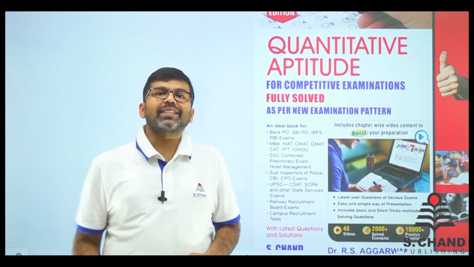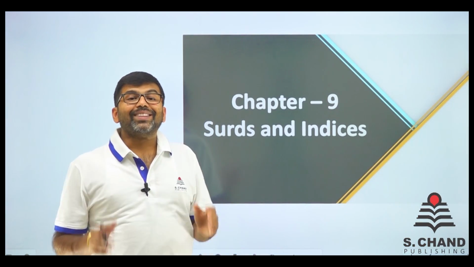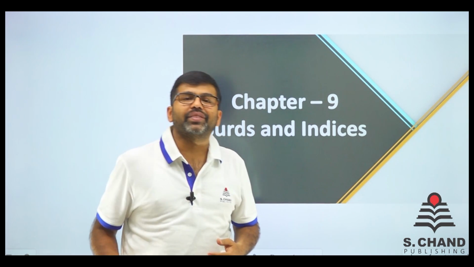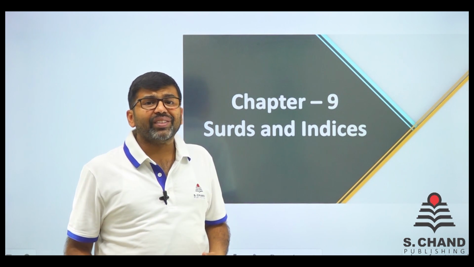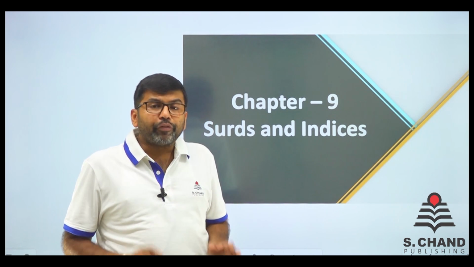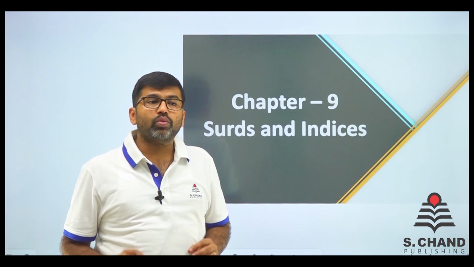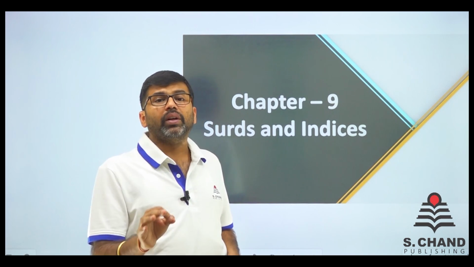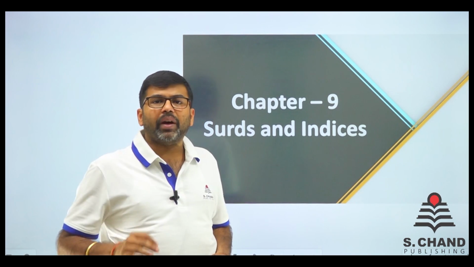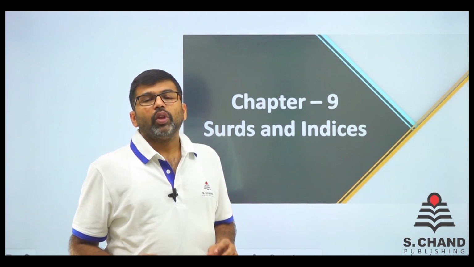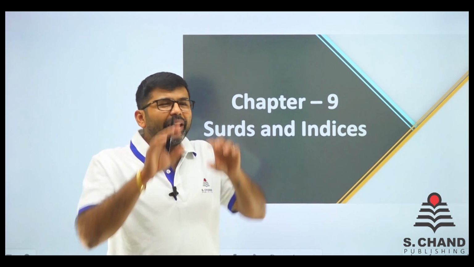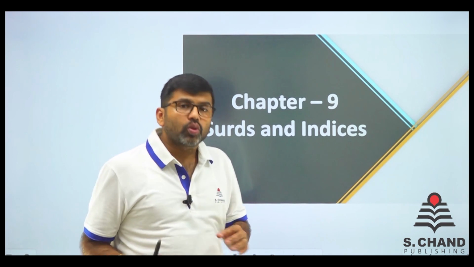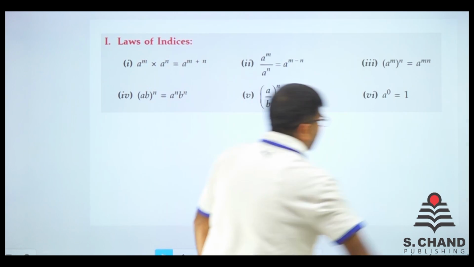So without wasting time, let's move to the chapter. This chapter number 9 is all about surds and indices. Let's see what exactly surds and indices are. Before going to the exercise, I'll go through the crisp theory part, that is the concept part, which is in the beginning of the chapter. When you go through this book, you will find a basic crisp concept, then examples and exercise. So I'll go through the concept first.